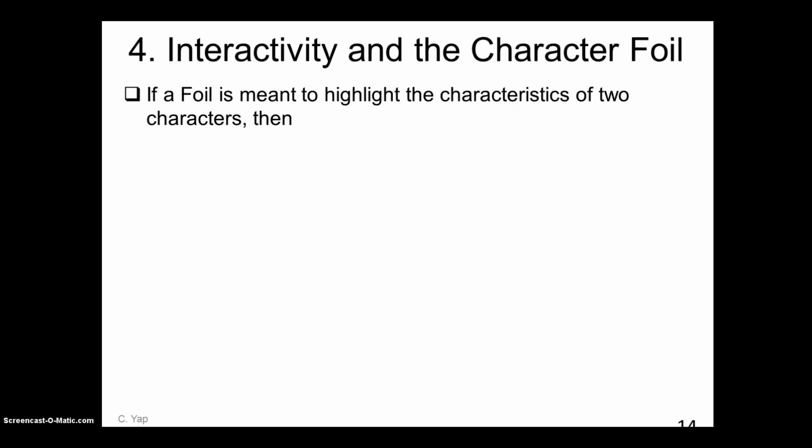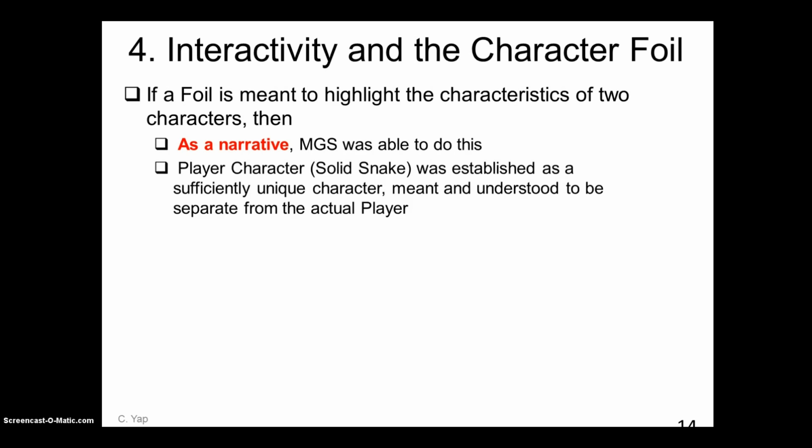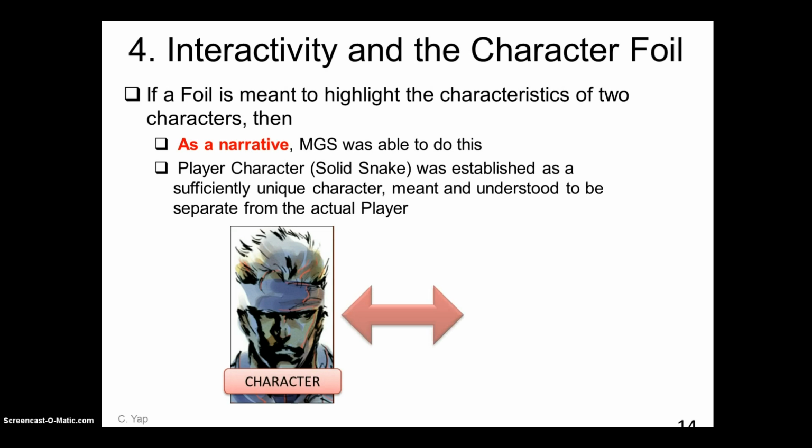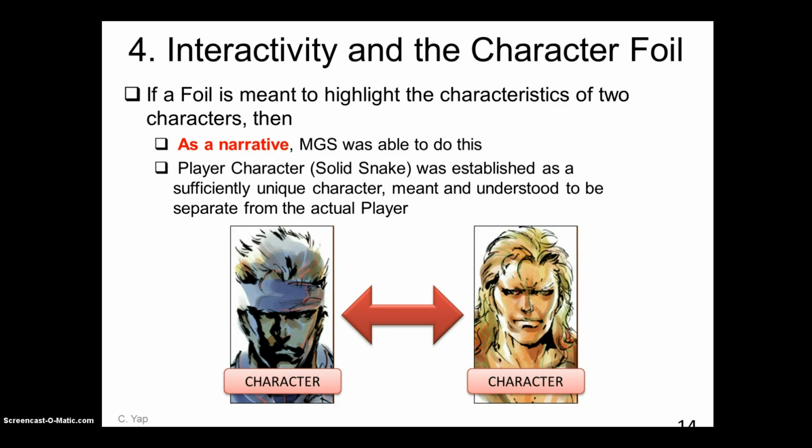Now I want to sort of discuss how the character foil and interactivity work together in games. If a foil is meant to highlight the characteristics of two characters, then as a narrative, Metal Gear Solid was able to do this. Because the player character of Solid Snake was established very prominently as a sufficiently unique character, meant and understood to be separate from the actual player. So essentially what the game is doing with this character foil is it's comparing two characters that are understood to be separate from the player. So Solid compared with Liquid. Nice character foil. Just if Metal Gear Solid is read as a narrative only.